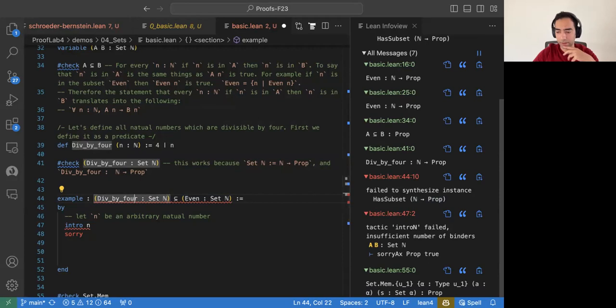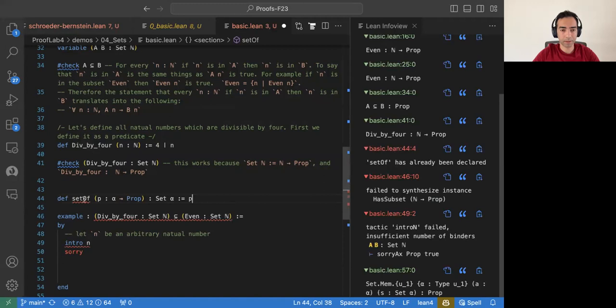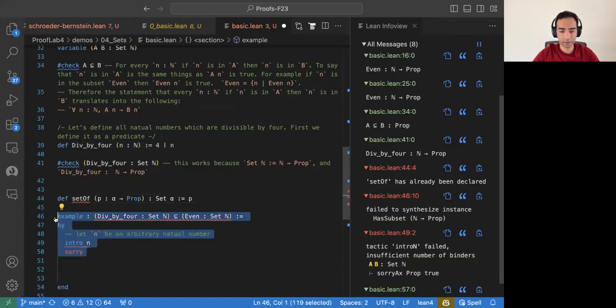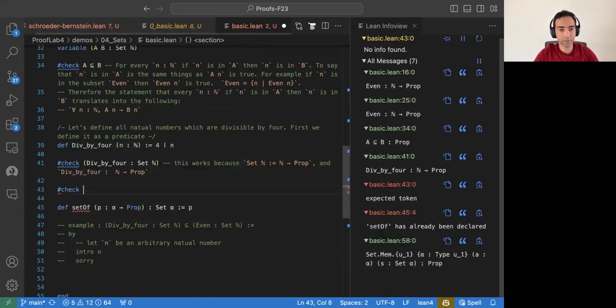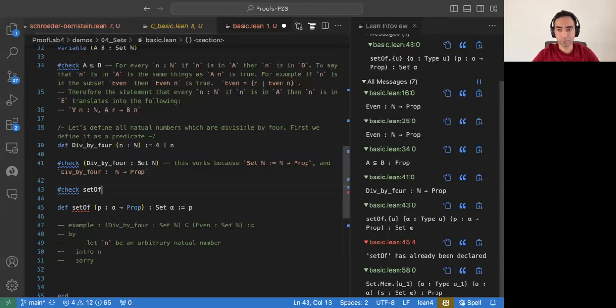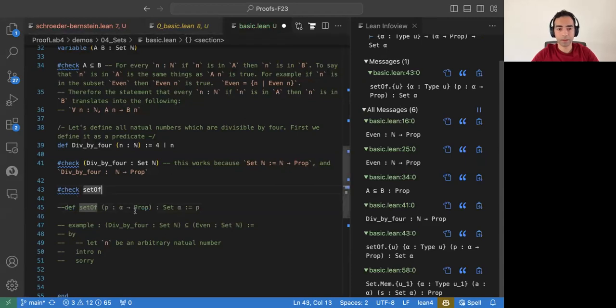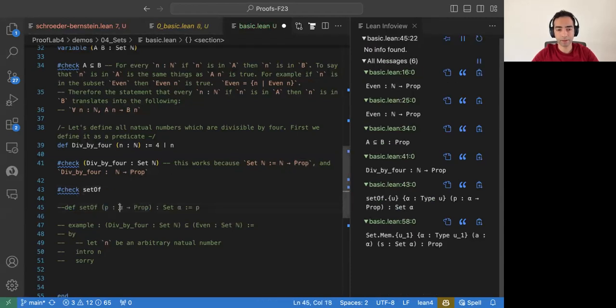So let's define some arbitrary notation. Something like set of. Oh, set of has already been declared, maybe in mathlib somewhere. Okay, what set of says is if I have a predicate on a type alpha, so far we have worked with x, so let's call it x, if I have a predicate on x, then I can make a subset out of it by essentially copying it, because these two types were defined the same.